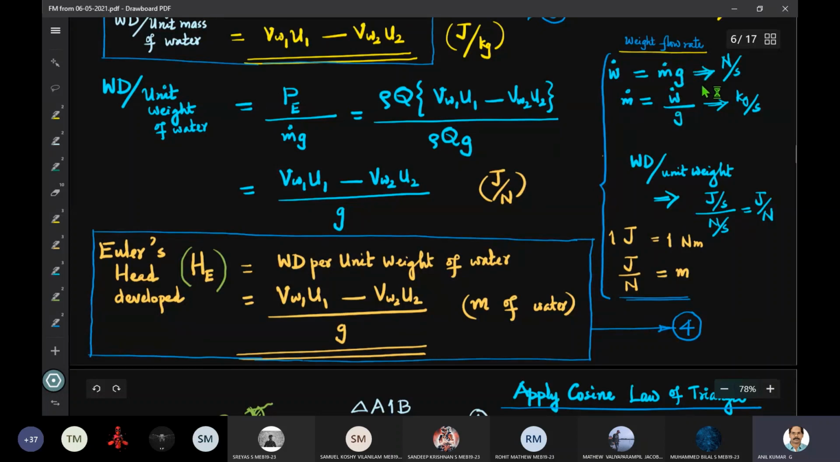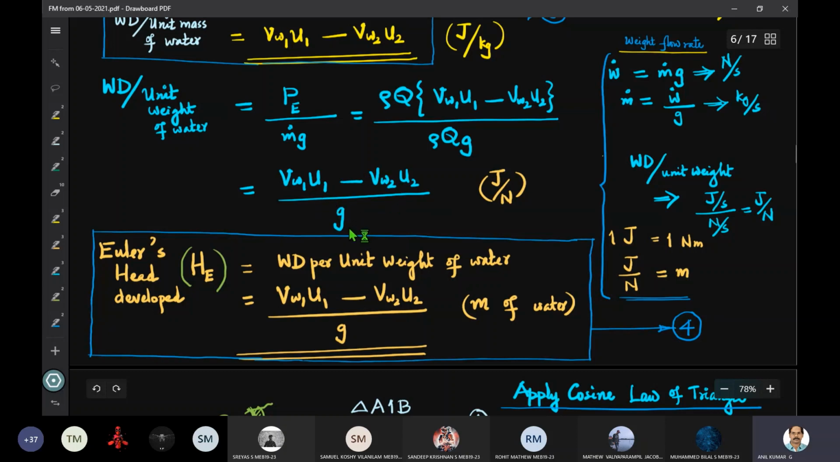So m dot g. So what is the unit? It is Newton per second. So weight flow rate is Newton per second. So if you divide the Euler power, what is that? Rho Q into (VW1 U1 minus VW2 U2) divided by the mass flow rate multiplied by g. What is that? Weight flow rate, rho Q into g. So rho Q into g, what are you going to get? (VW1 U1 minus VW2 U2) divided by g.